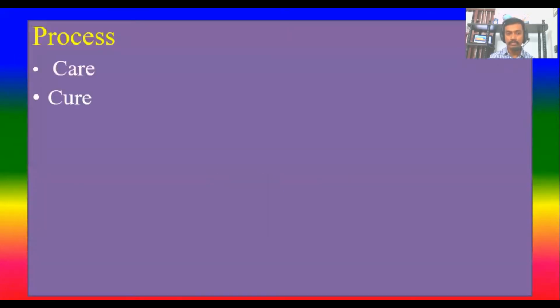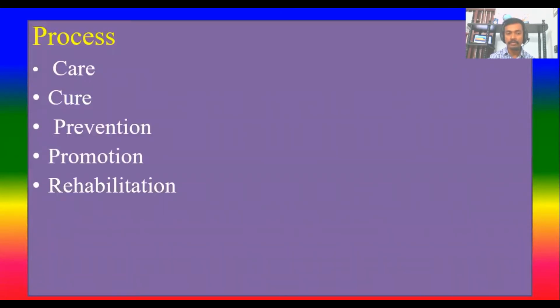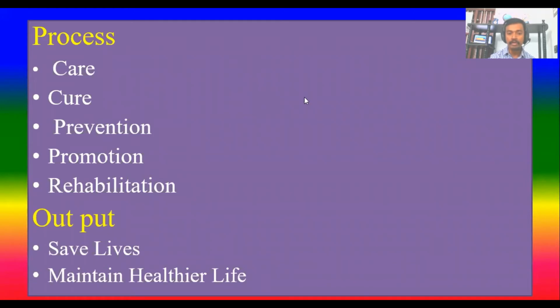Process: care, cure, prevention, promotion, rehabilitation. So this is the process happening within the hospital. By means of interaction, doctors, nurses and allied health professionals mutually and systematically interact with each other and try to provide better healthcare services, which save lives and maintain a healthier life in society.